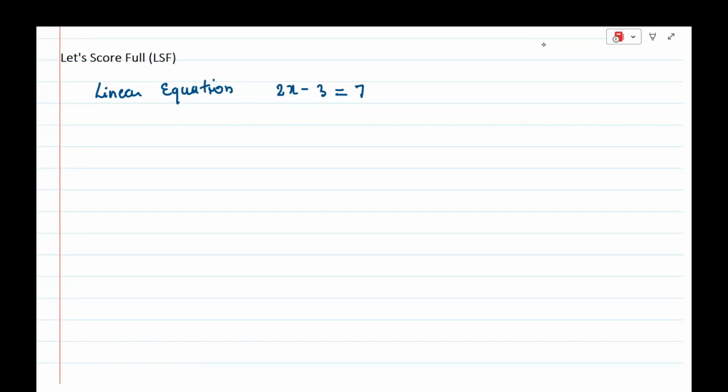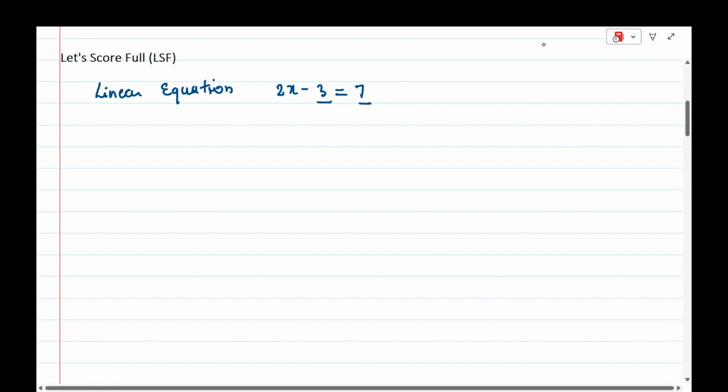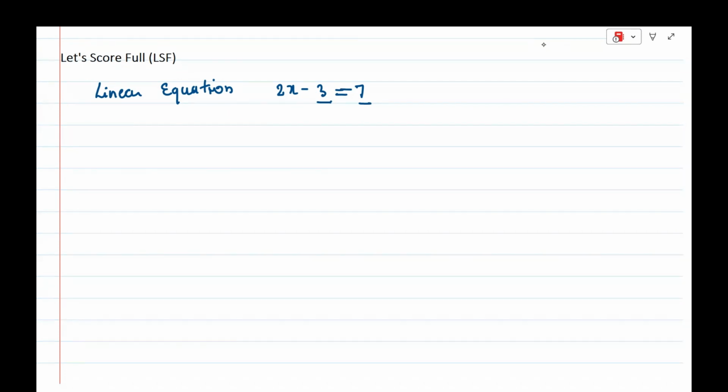2x minus 3 is 7. Here, if I ask, what is the coefficient of x? It is 2. If I ask, what is constant term? So there is two constant term, minus 3 and 7. I have this equal sign. Towards the left of the equal sign, this part is known as left hand side. And the right side of the equal sign is known as right hand side.